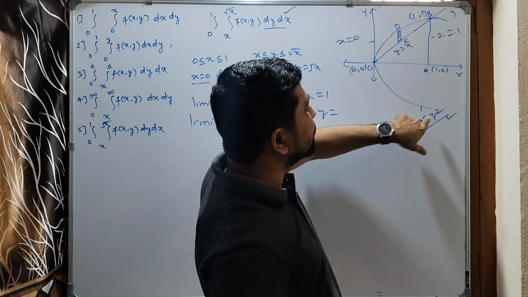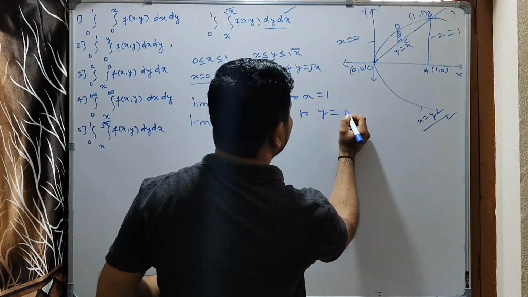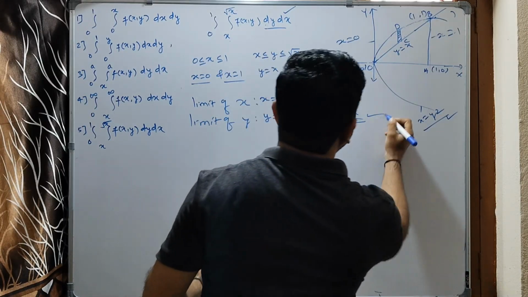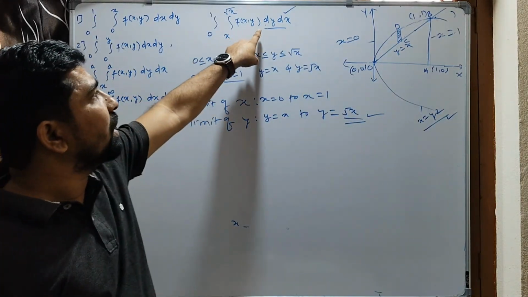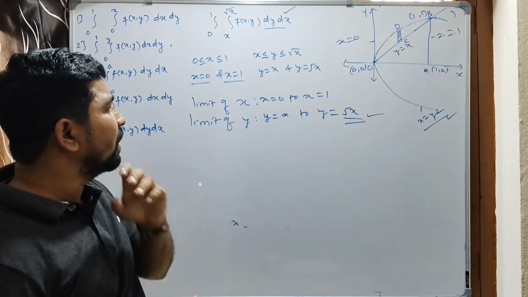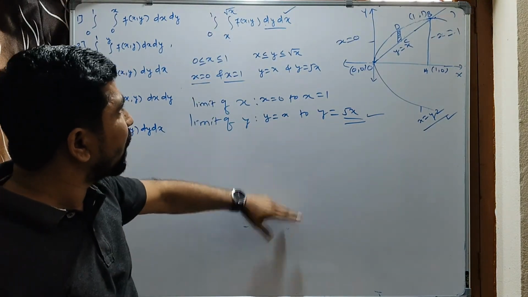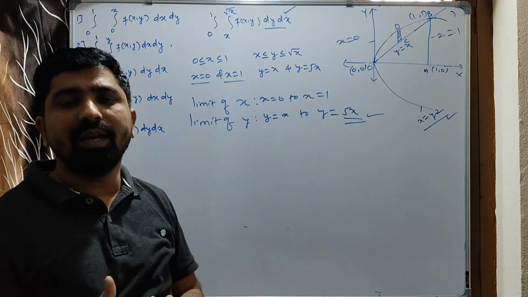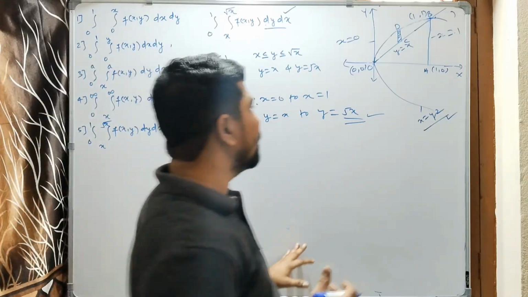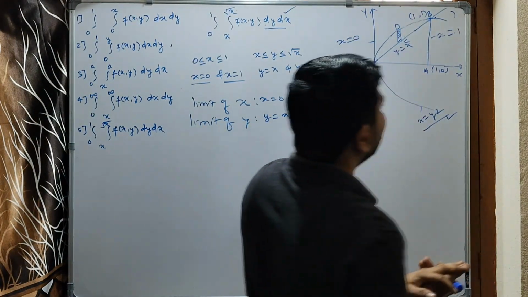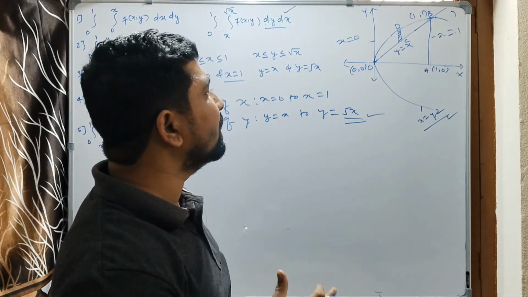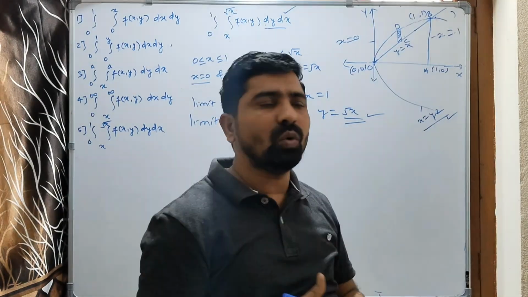So here x equals y square, y equals root x. This is the limit corresponding to the order dy dx which is given in the question. But now I want to change this order from dy dx to dx dy. In the same way, I want to cover the same region, but with the help of a horizontal strip which is parallel to the x-axis.